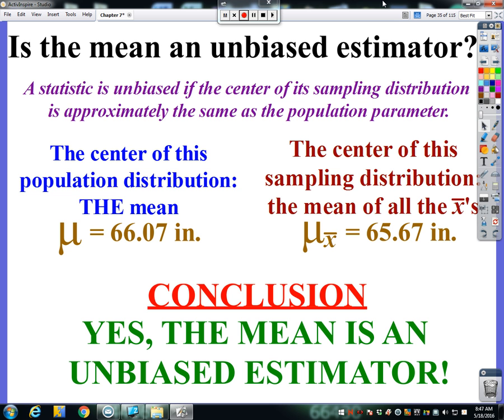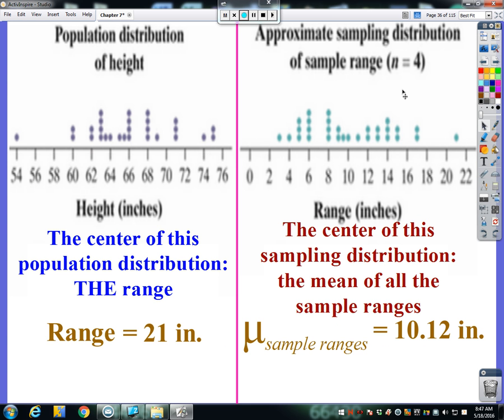So is the mean an unbiased estimator? And yes, we would conclude that the mean really is an unbiased estimator. The mean of all the sample means is pretty close to the population mean. Now, what about a biased estimator?